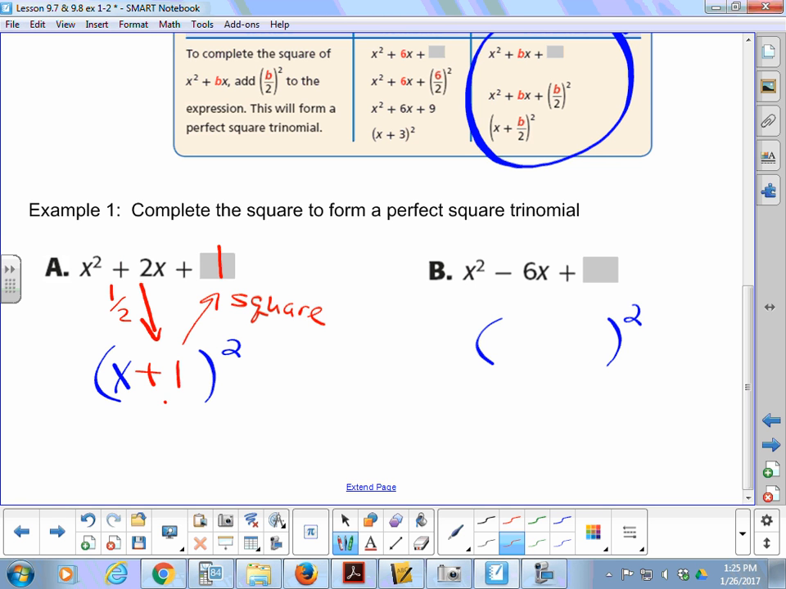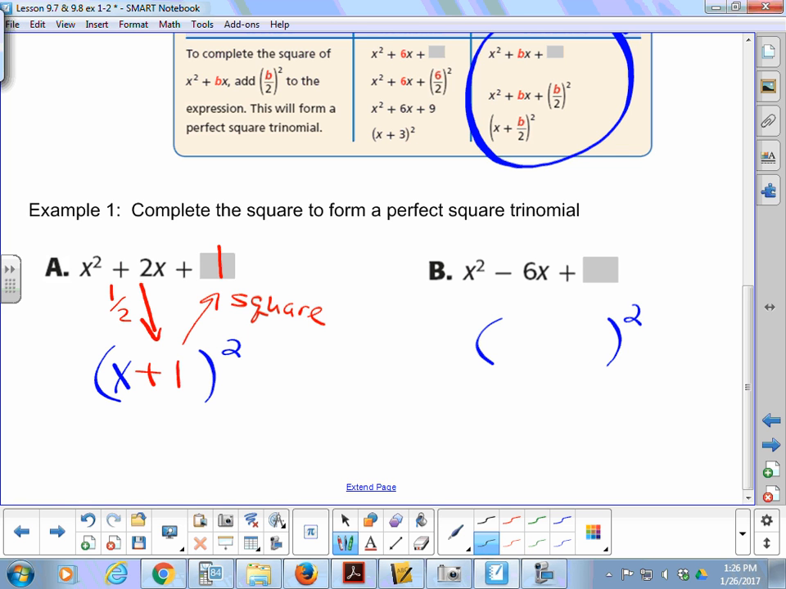When I write it as a binomial squared, I get x plus 1, that quantity squared. Okay? So I like to go to the binomial squared before I actually complete the square. Now, do you have to do it that way? Absolutely not. It's all a matter of preference for you. If you'd rather complete the square and then write the binomial squared, that's fine.